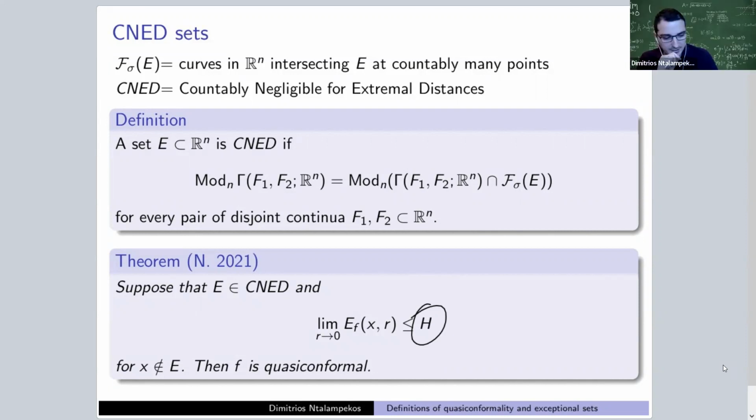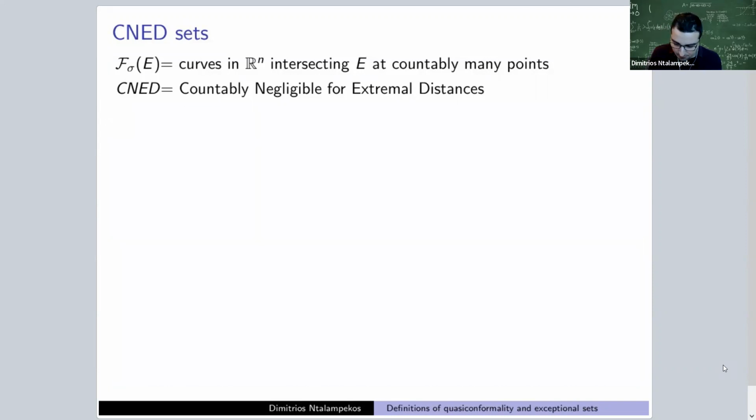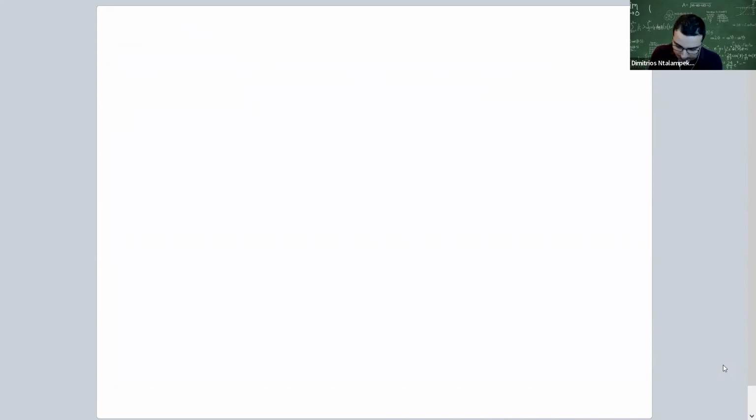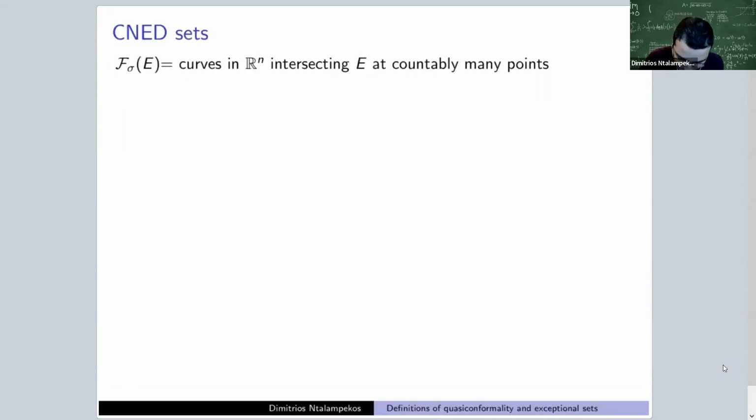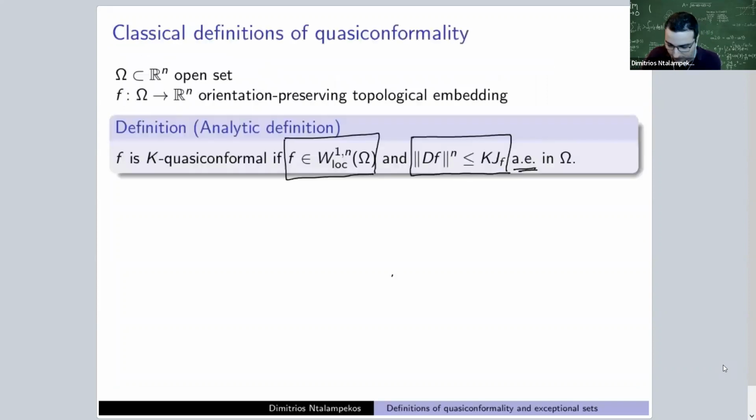Yes, so there is a relation. If H is equal to 1, then yes, you get conformality. Now, there is some relation with the K in the classical analytic definition, but I don't have the explicit formula in my mind right now. It's related with some powers of K and so on.